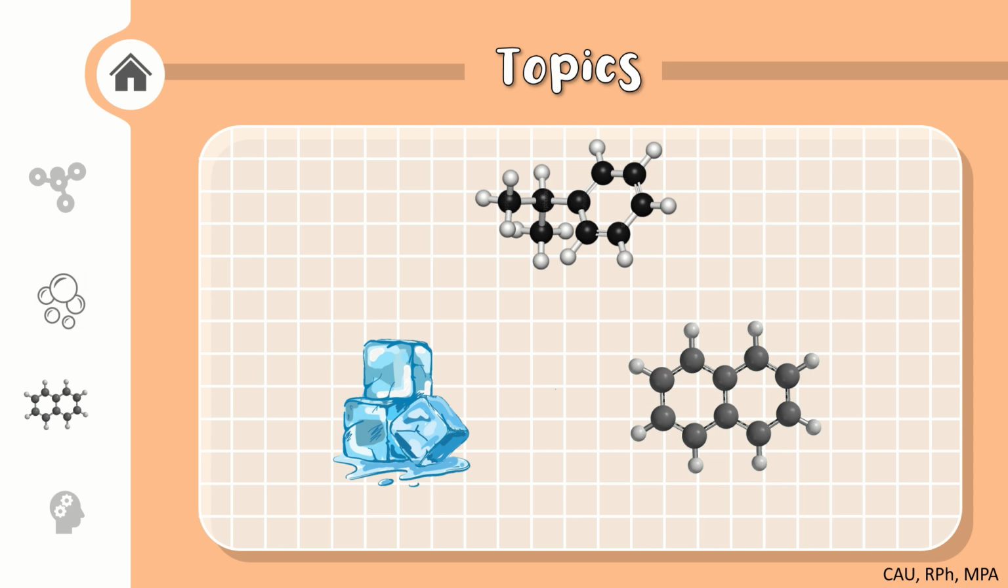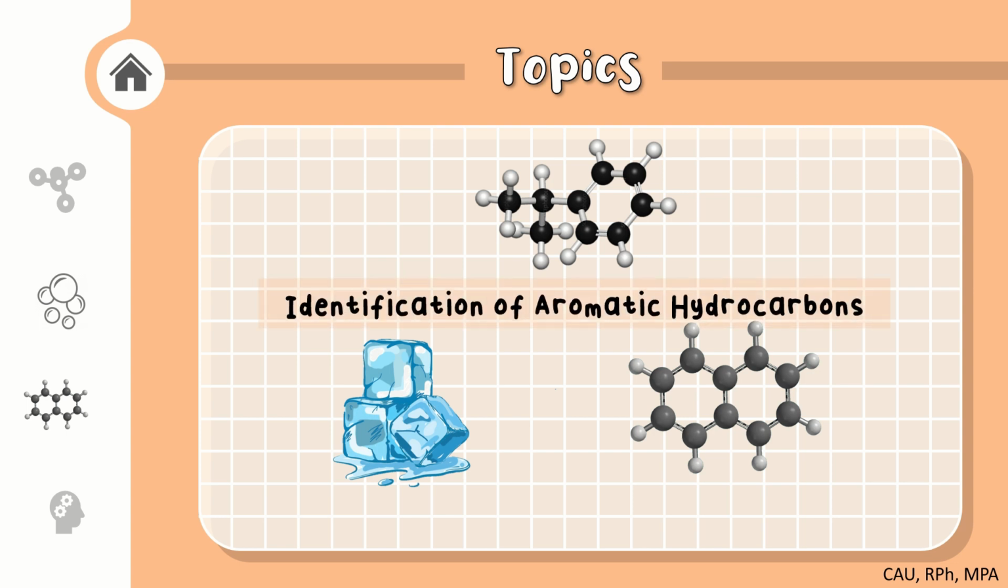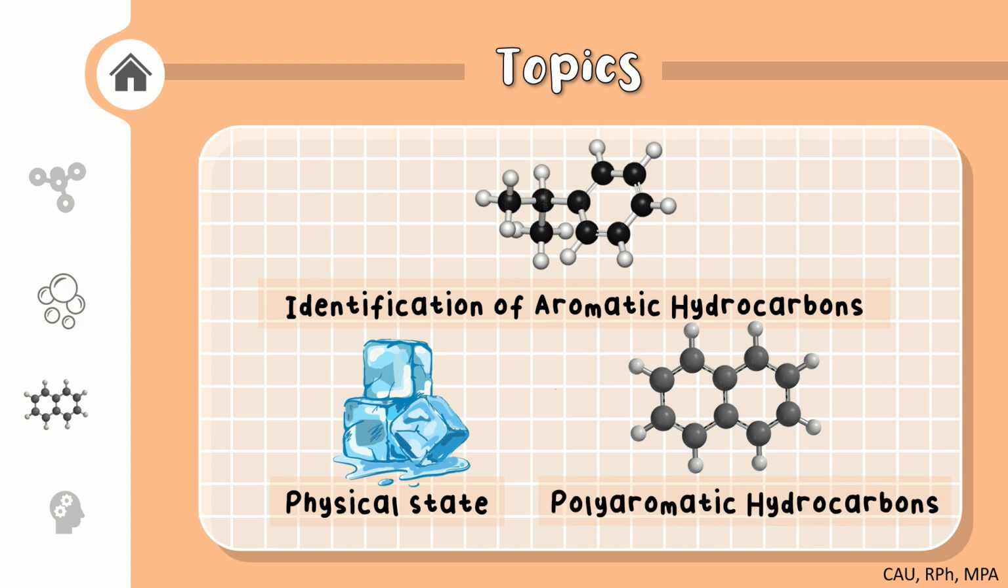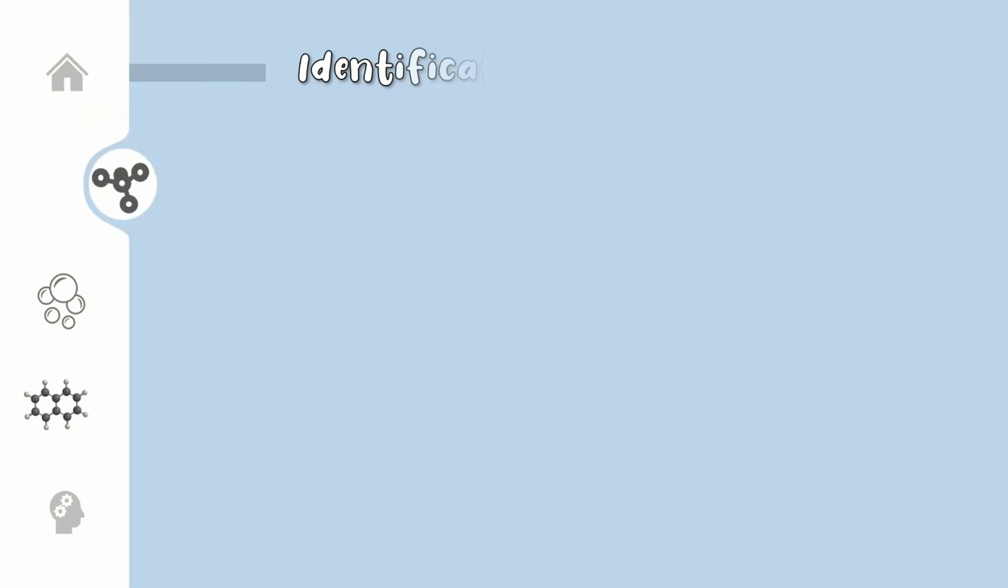For the focus of this discussion, we will talk about how we could identify the aromatic compounds based on their structures. Next, just like the previous lesson, we will understand their physical state at room temperature, and lastly, we will further know some polyaromatic hydrocarbons. Poly means many, and so these structures have many aromatic structures in them. If you are ready, fasten your seatbelt and let's get started.